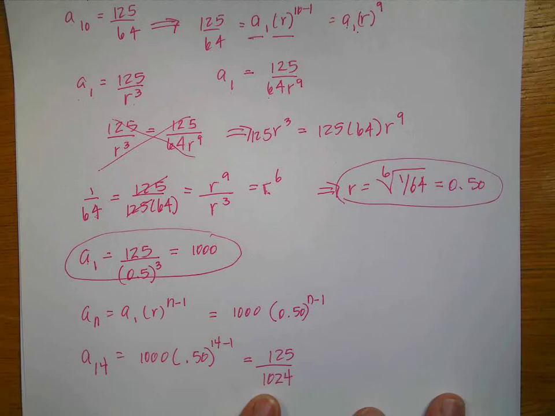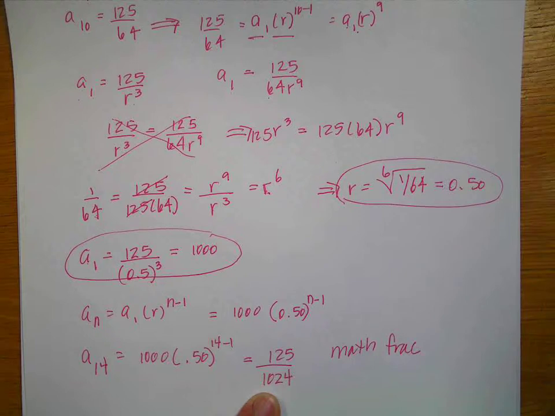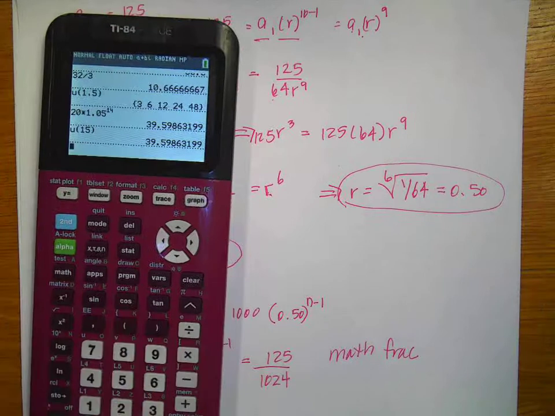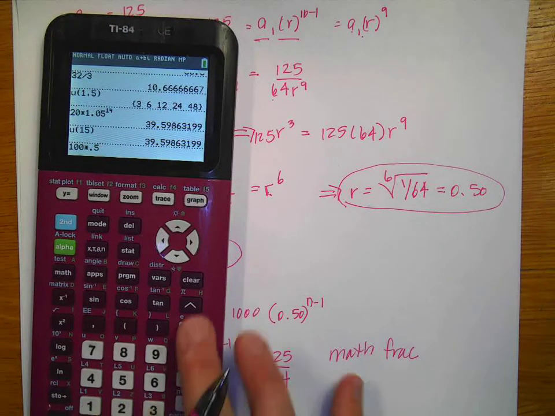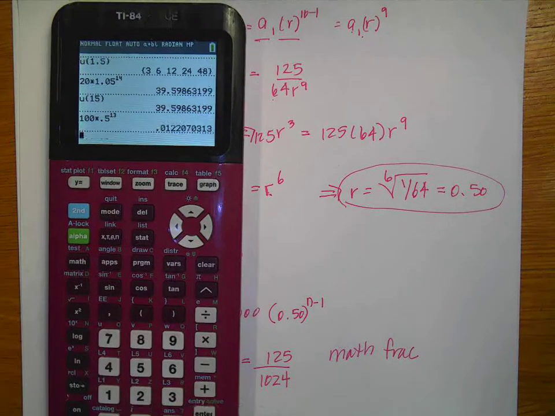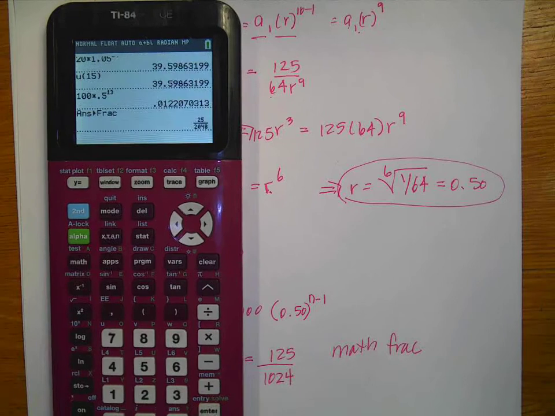Now, you probably would have gotten a decimal when you did this, and then I math fracked it. So math frac is a glorious button on your calculator. Let me just illustrate that really quickly. So I'm going to have, what they say, 1,000 times 0.5 raised to the 13, right? So there's my 13, and I got a decimal, and then I just hit math, frac, enter, and there is my nice little fraction, okay, and they reduced it even more. So then we would have that this is 25 over 2048, okay.